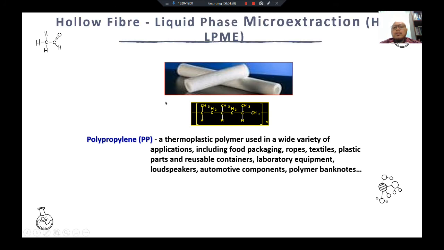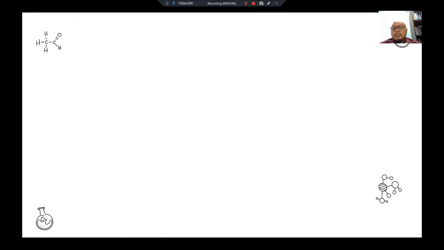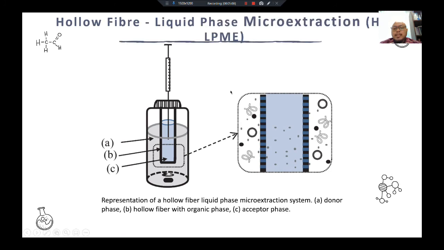Okay, the hollow fiber usually made of polypropylene lah. Okay, polypropylene made of polymer lah, senang cerita. Alright. So ini gambar yang lain. Okay, kita ada A adalah donor phase, dia punya sample. B adalah hollow fiber. Kita boleh letak dekat sini hollow fiber ni, kita boleh impregnate sebenarnya dengan coating yang polar ataupun coating non polar, depends kepada you punya extraction. Kalau you tak nak ada coating pun boleh.